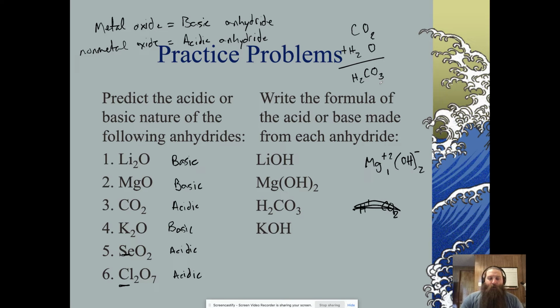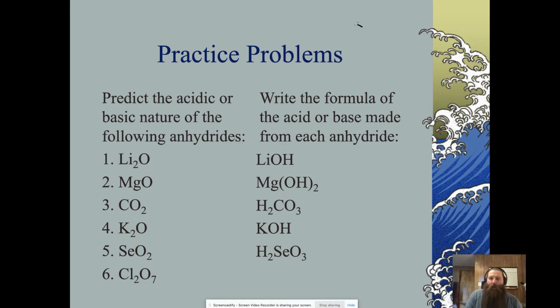SeO2, well, I'm going to get HSeO3. Let's see if that works out. I have SeO2. This is the acid one, so I'm going to add H2O. So I'm going to get H2SeO3. There it is. Cl2O7. Now, this one is interesting because the answer is going to be H2Cl2O8. There we go.